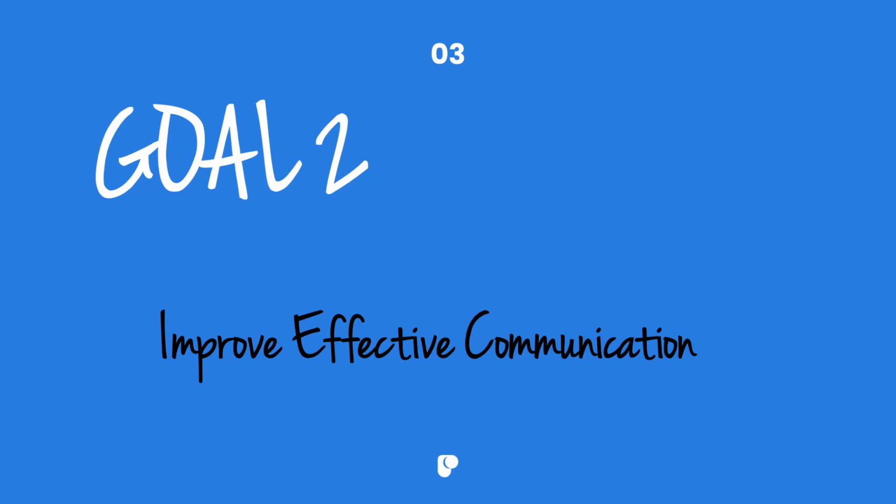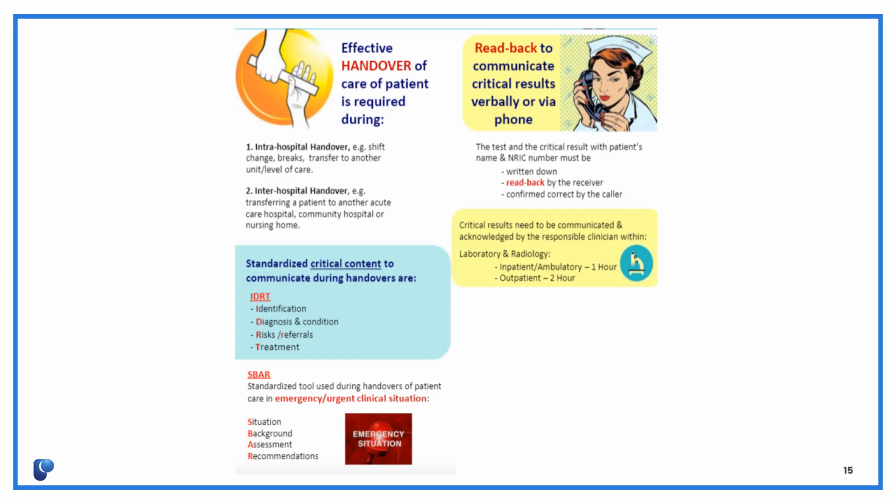Now we are going for goal 2, improve effective communication. So what does it mean by improve effective communication? Such example is when handover of patient care, either intra-hospital or inter-hospital. We should standardize critical content communication during handovers. Such example, we use the IDRT, or commonly we use the S-bar tool.